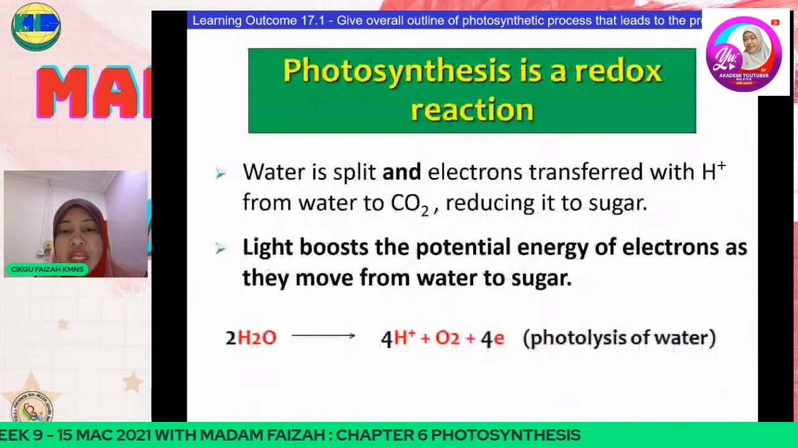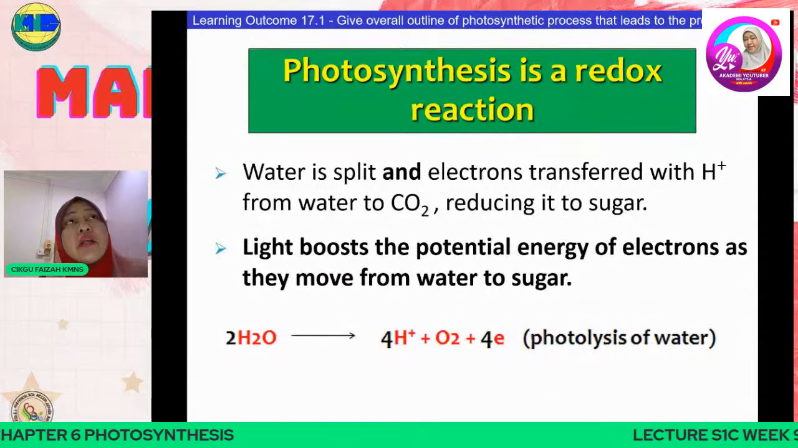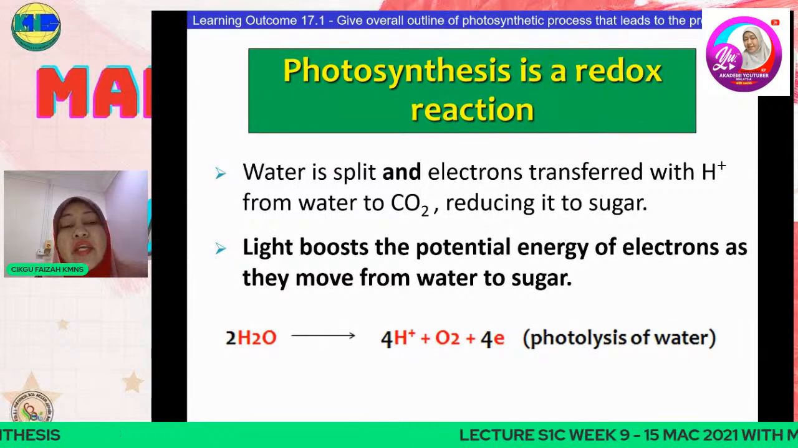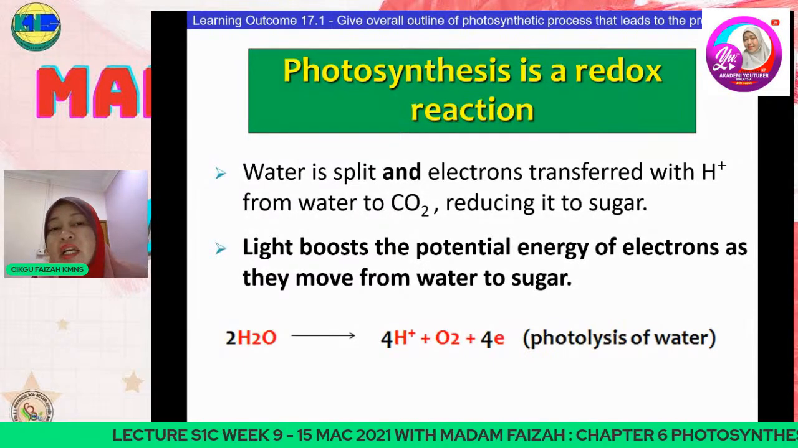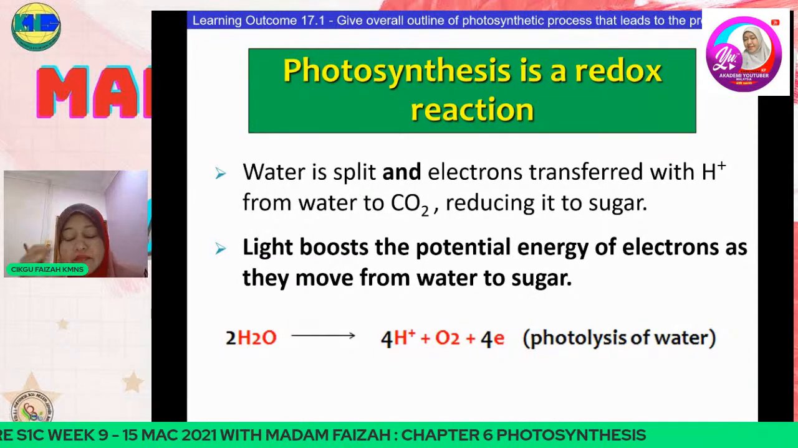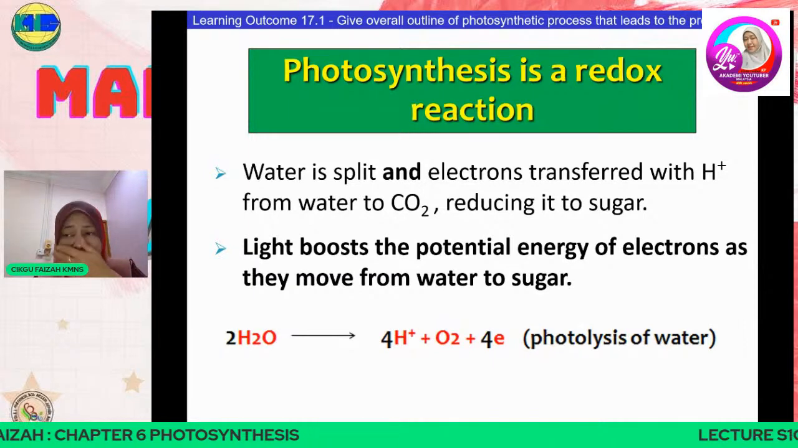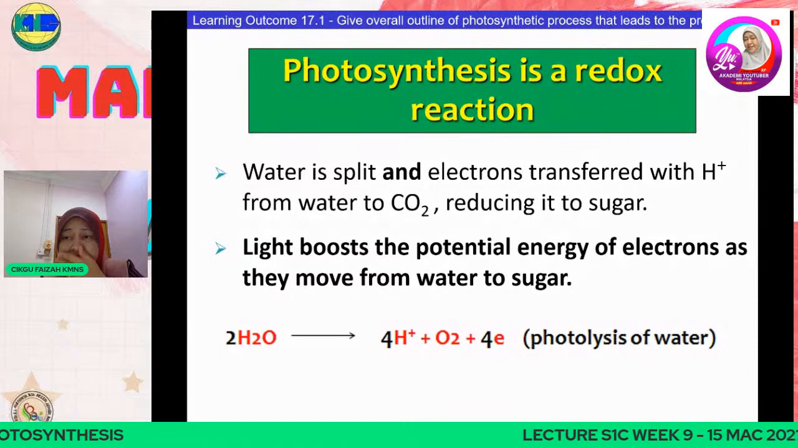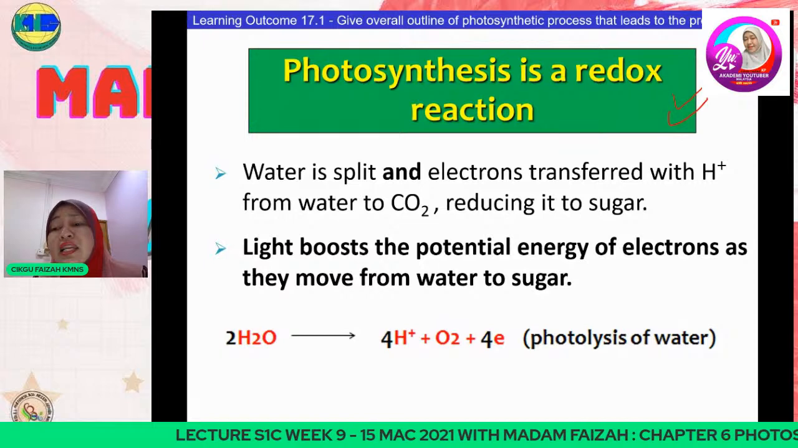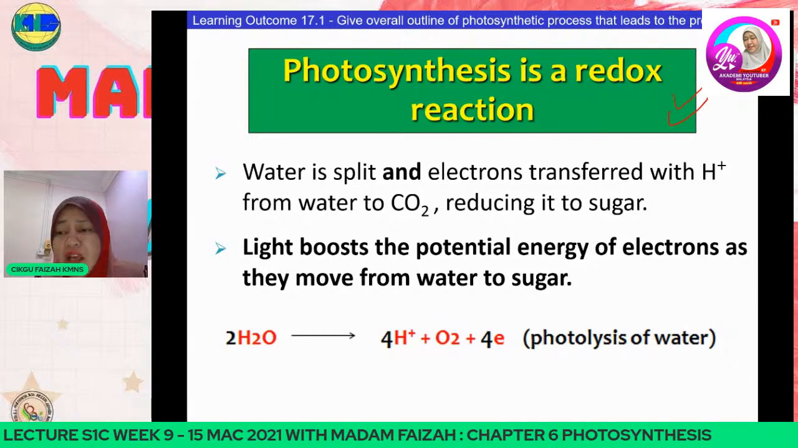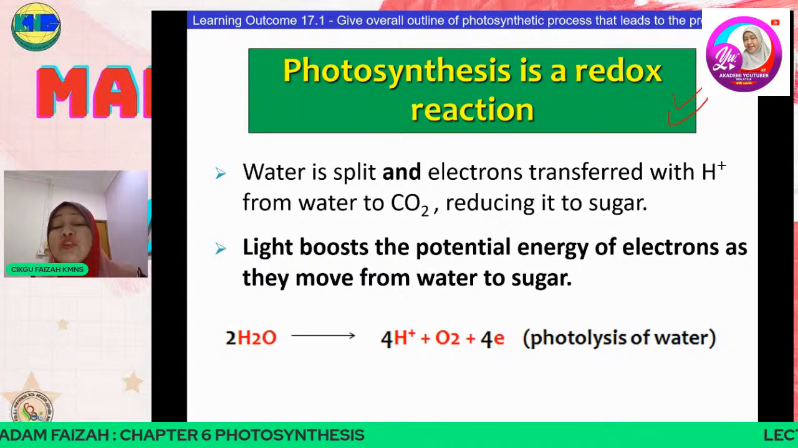If teacher asks you, class, if you have learned about cellular respiration, is cellular respiration a redox reaction? Anyone respond to teacher? Is cellular respiration a redox reaction, class? And is photosynthesis a redox reaction? Photosynthesis is a redox reaction? Yes, totally, you are correct. That was also a question in past year papers. Congrats Aish, good. Photosynthesis is also a redox reaction, same as cellular respiration.